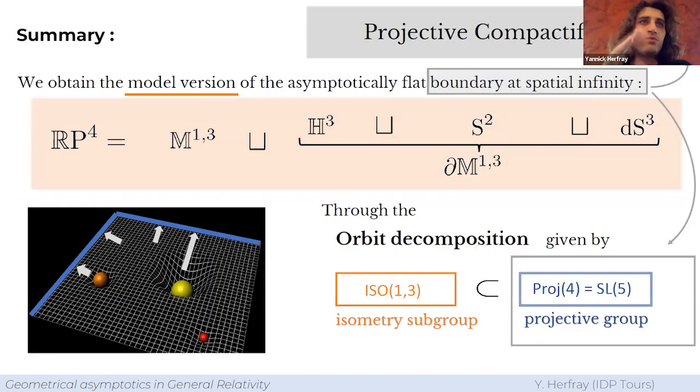Okay, so again, the statement here is that this is a homogeneous model for the boundary at spatial infinity. You start from RP4, you make a choice of isometry subgroup inside the projective group. Because now it's the projective group, this is going to be a projective compactification. In doing so, you're decomposing your RP4 into pieces, and this is compact. So you get a natural boundary, which is compactifying Minkowski inside RP4. Okay, so this is the homogeneous space. Do I have a summary? I don't know. So this is the homogeneous space realization of these models.